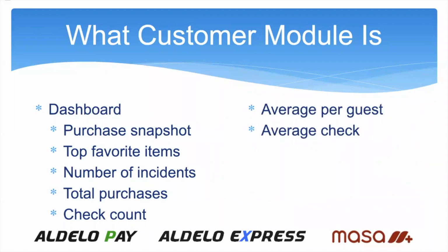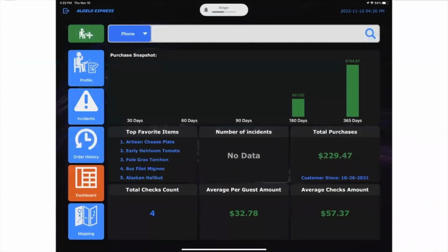So you get a lot of information, and it looks like this. The purchase snapshot gives you the 30, 60, 90, 180, and then year-long total of what they have purchased from you. You can see how they are a consistent customer, their top items, number of incidents, in this case, none. We have no data. Total purchases, check count, guest count, and the checks amount. So this is a lot of good information just right there for you that instantly shows you what kind of customer this is.